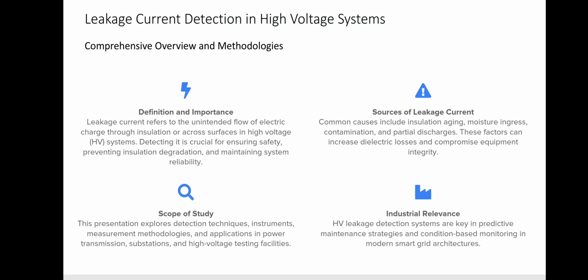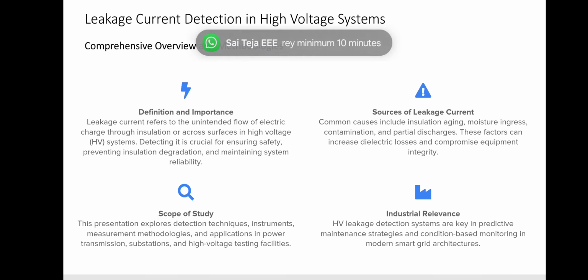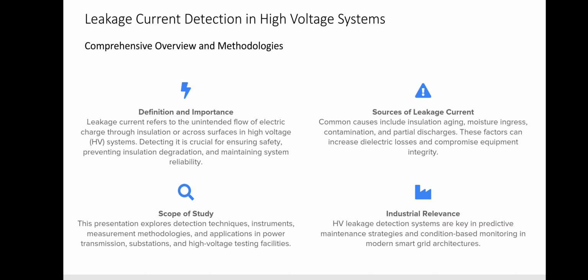Leakage current detection in high voltage systems: comprehensive overview and methodologies. Definition and importance: leakage current refers to the uninterrupted flow of electric charge through insulation or across surfaces in high voltage (HV) systems. Detecting it is crucial for ensuring safety, preventing insulation degradation, and maintaining system reliability.